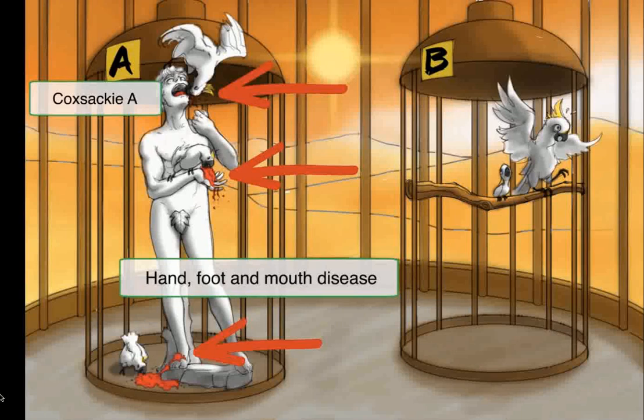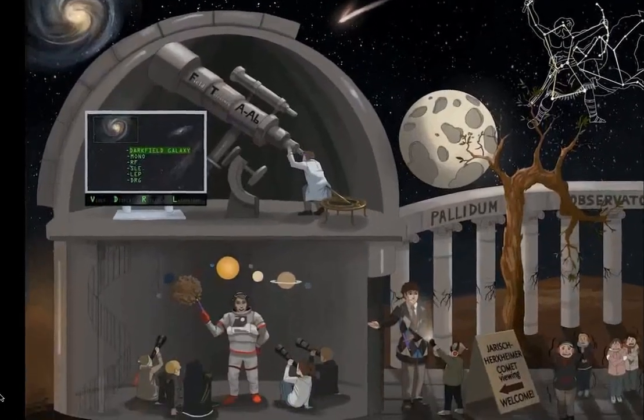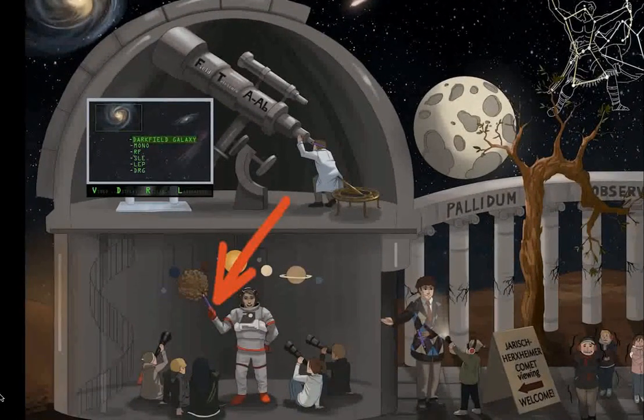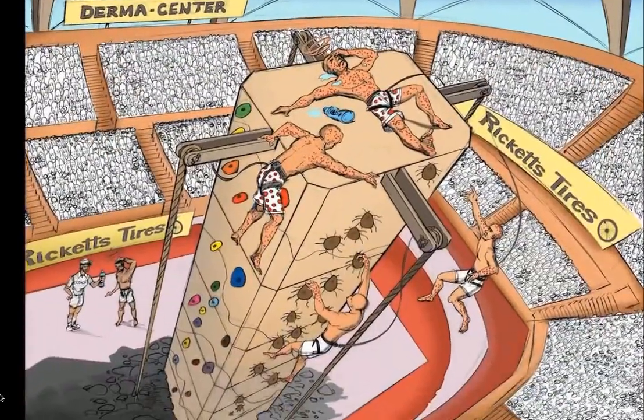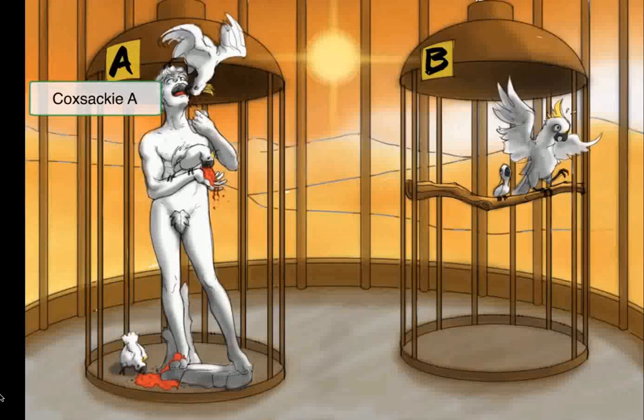And we made the birdseed red so that you can remember that it's a red vesicular rash. What other microbes cause rashes on the hands and feet? It may be tricky to think back, but remember syphilis and the astronaut with red gloves? And our rickettsia rock climbers that are getting a rash on their hands and feet from the rock wall? Okay, so that's hand, foot, and mouth disease.